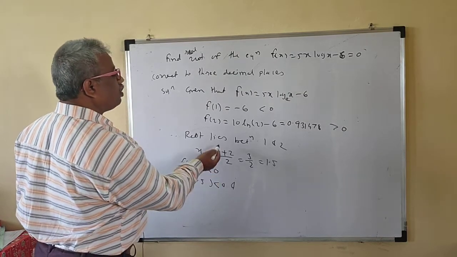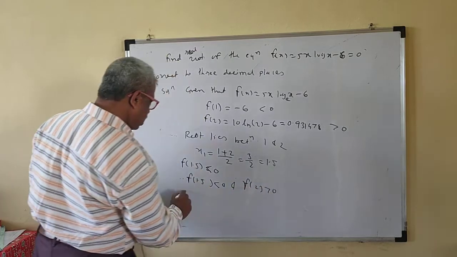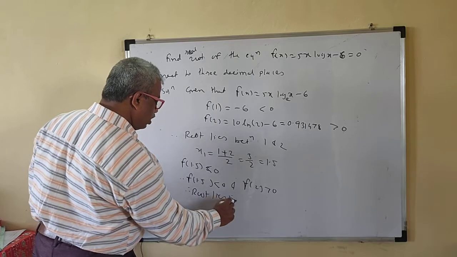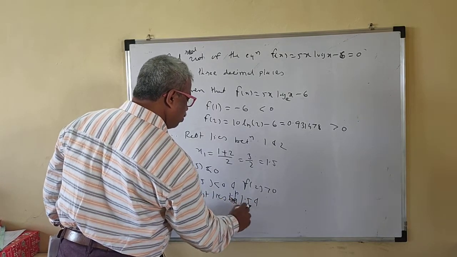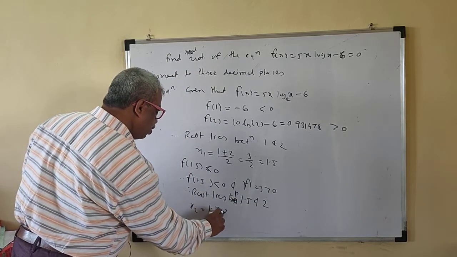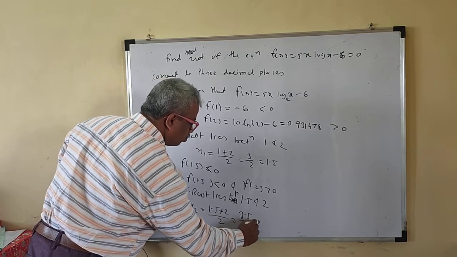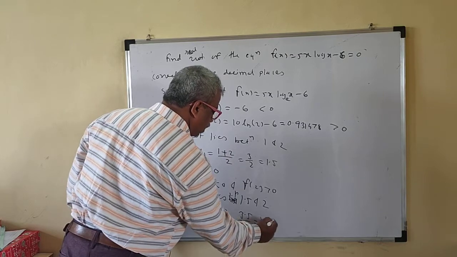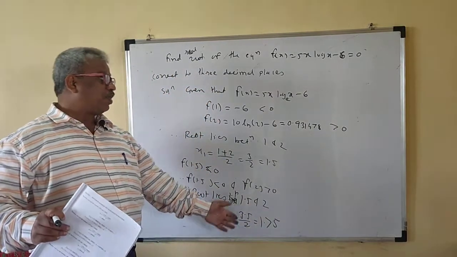Look at the previous one: f of 2 is greater than 0. Therefore the root lies between 1.5 and 2. So your x2 is 1.5 plus 2 upon 2, that is 3.5 upon 2, which is 1.75. Just find f of 1.75.